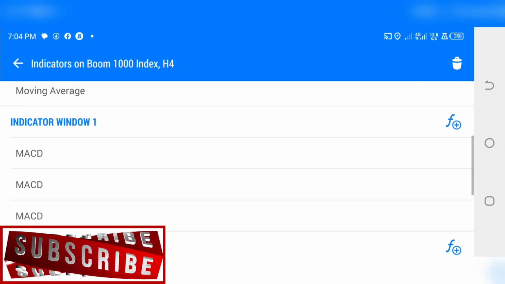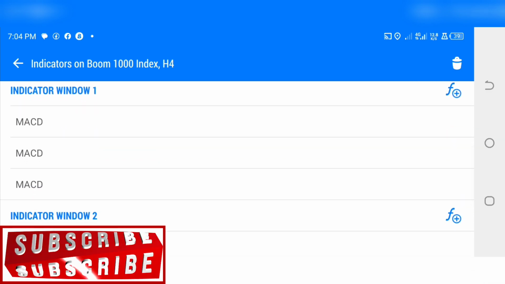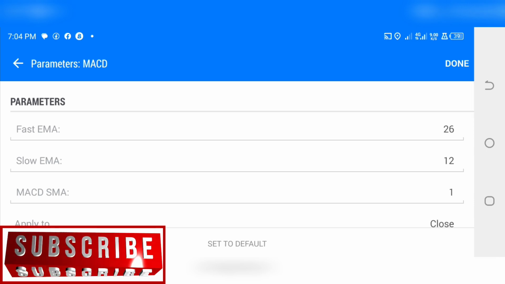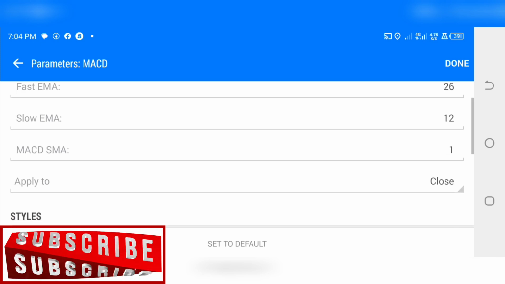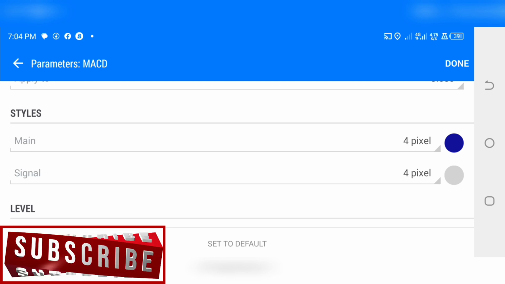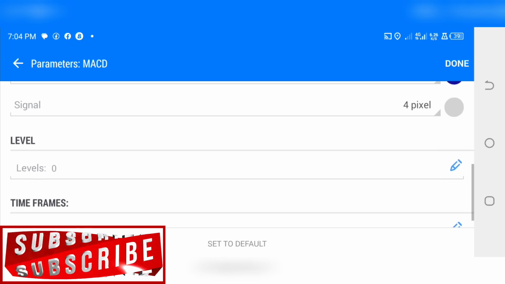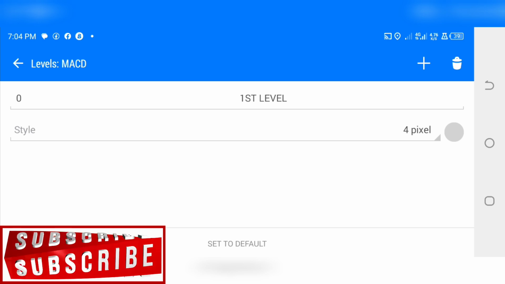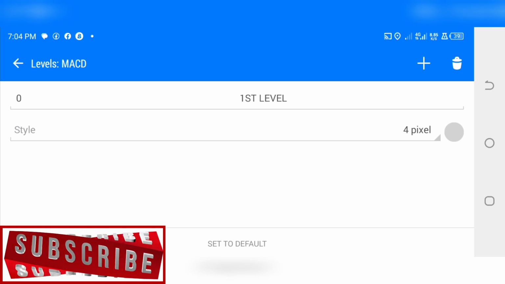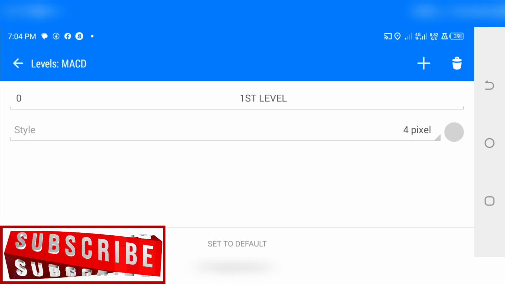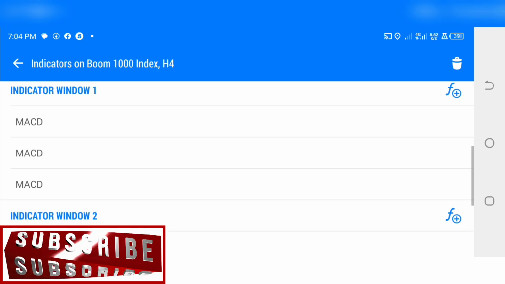We are on the second MACD. Fast EMA is 26, slow EMA is 12, MACD SMA is 1, apply to is close. Under style, main is 4 pixel dark blue, signal is 4 pixel ash color. Click on the levels, which is 0, and enter the first level under description. 4 pixel, ash color. So that is that. You go back once and click done.